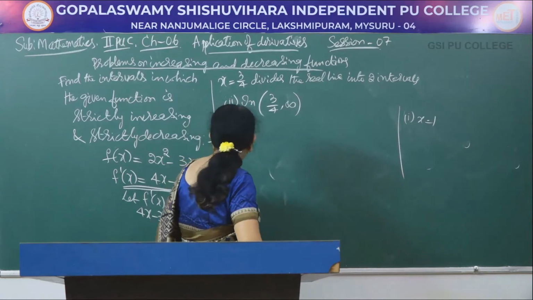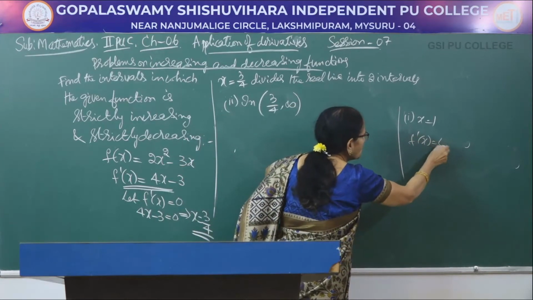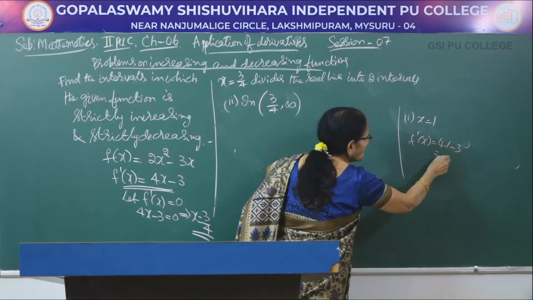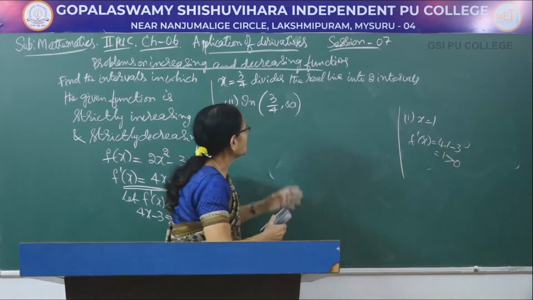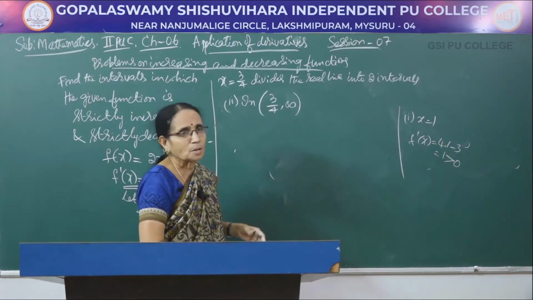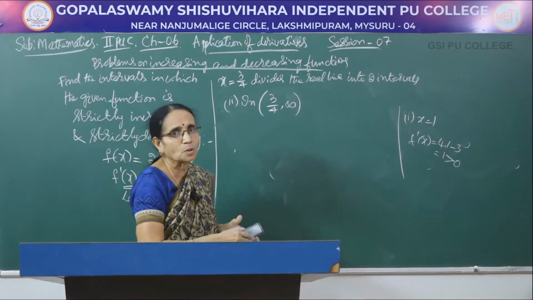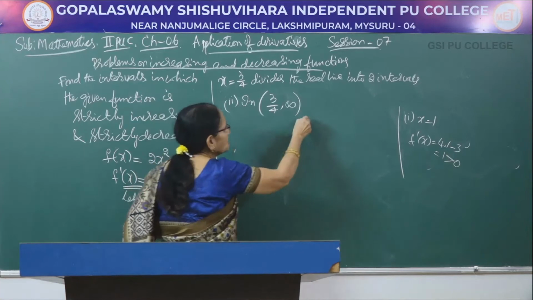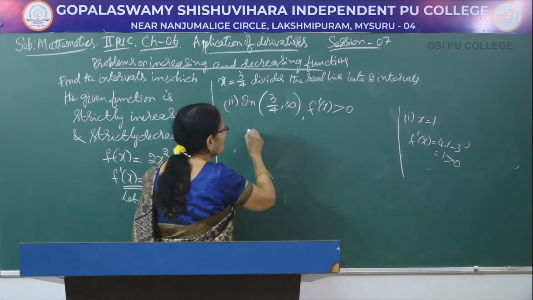So, what happens to f dash x here? You observe f dash x is 4 into 1 minus 3, 4 minus 3, 1, that is greater than 0. Slightly greater than 3 by 4, certainly it would be a positive number. Why I am taking that value is, it's easier for us to find out. Now, you write here, f dash x is greater than 0.